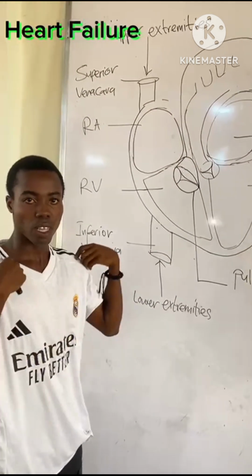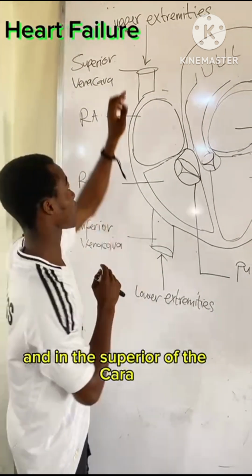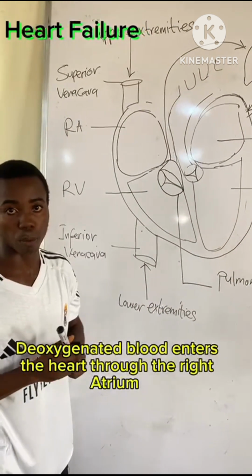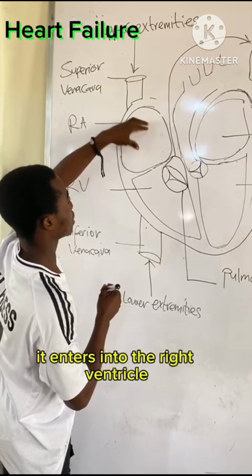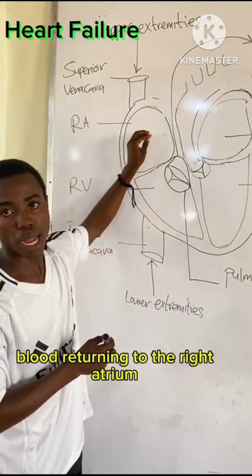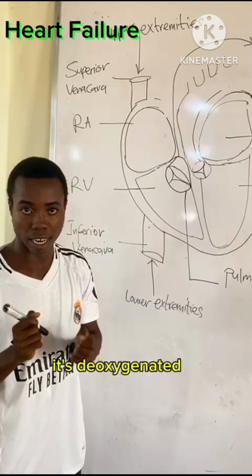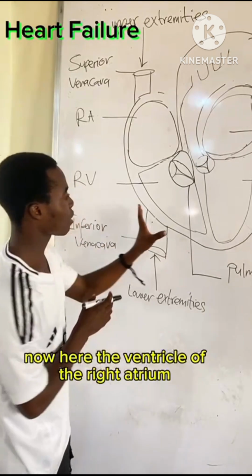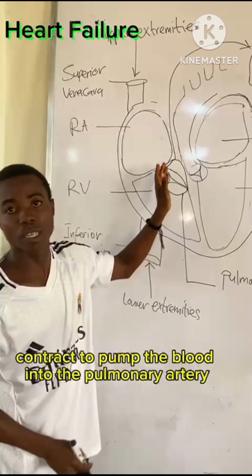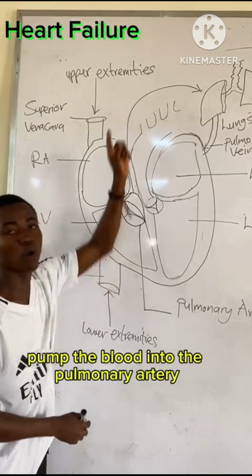Now, what you have to know is that first, blood from the inferior and then the superior vena cava enters the heart and comes into the right atrium. From the right atrium, it enters into the right ventricle. Blood returning to the right atrium and coming back into the right ventricle is deoxygenated. Now the right ventricle contracts to pump the blood into the pulmonary artery.